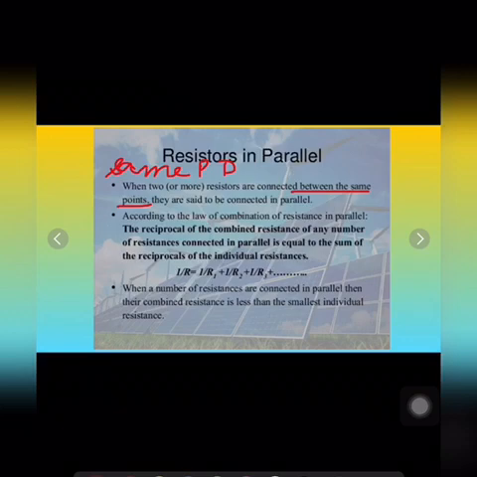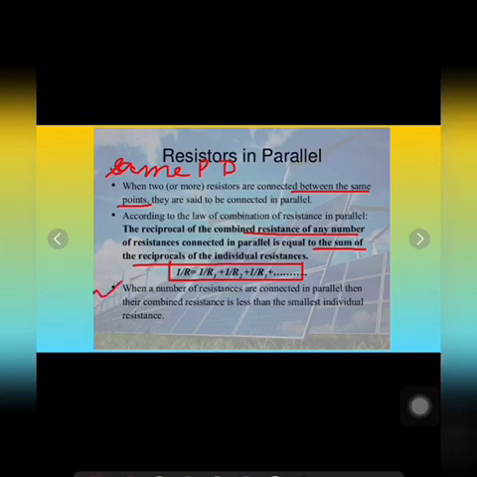According to the law of combination of resistances in parallel, the reciprocal of the combined resistance of any number of resistances connected in parallel is equal to the sum of the reciprocals of the individual resistances. Like this, 1 by R equal to 1 by R1 plus 1 by R2 plus 1 by R3 and so on.